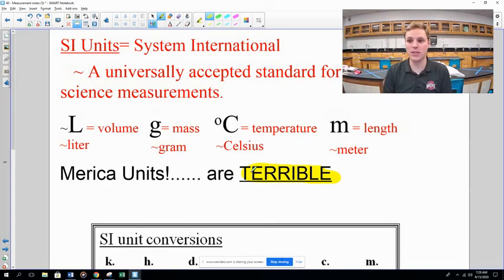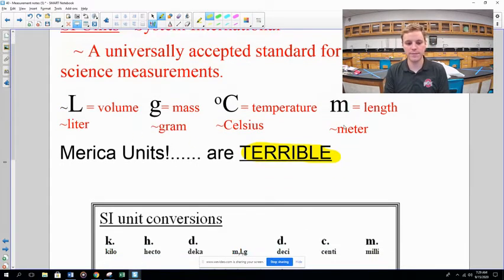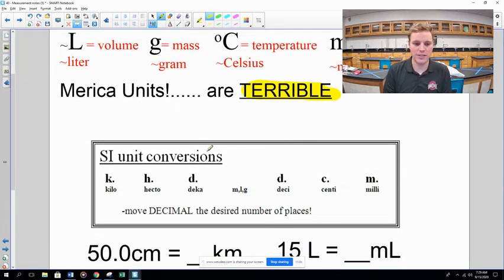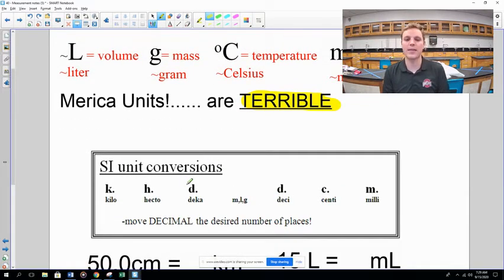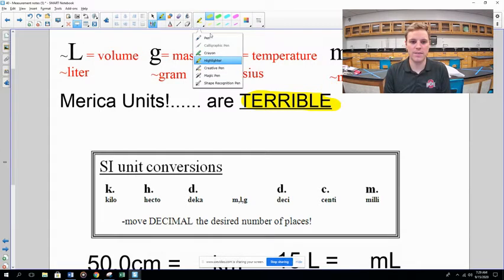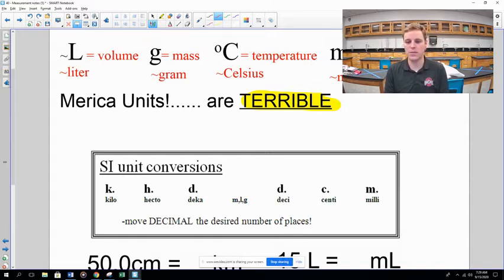And the rest of the world sees our units and they're like, nah, we don't want any part of that. And so these are the units that they're going to use. And so that brings us to the SI unit conversions based on these prefixes, okay? So these prefixes down here, they will go before one of these units, like liters or grams or meters, whatever.